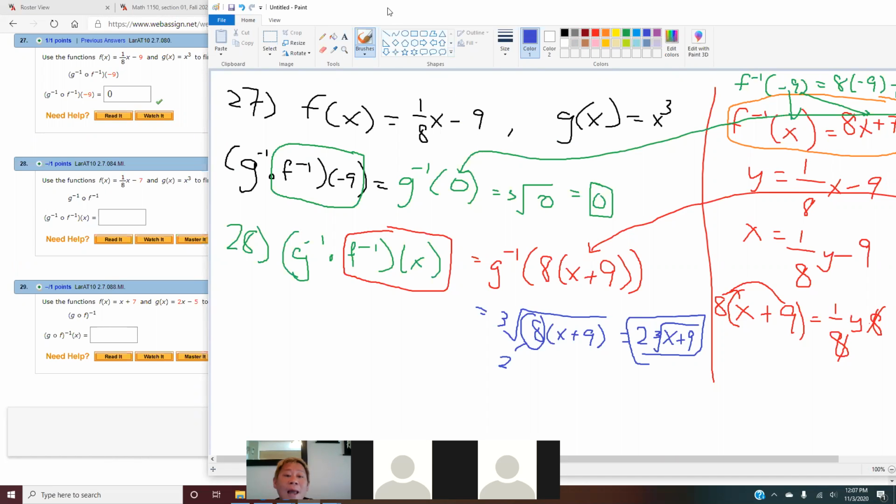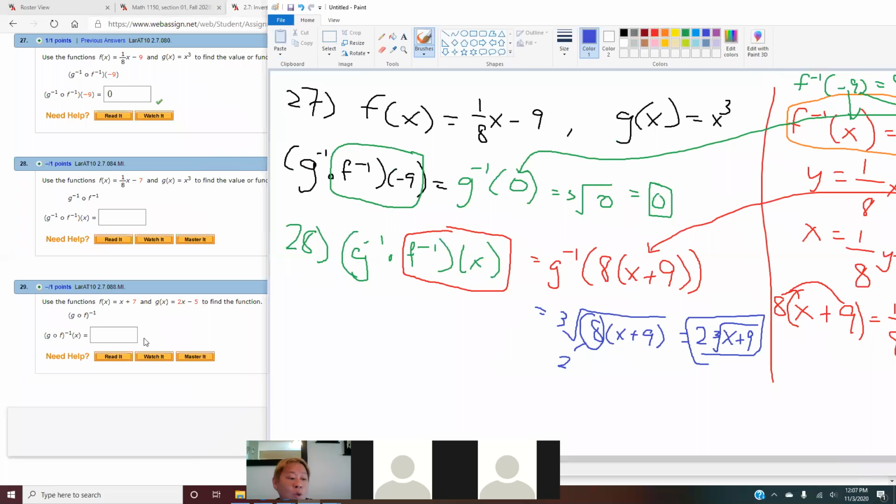Okay. And then for the last question, 29. So these 3 questions are very, very difficult. And it's not in your test. I want to point out to you that these 3 questions that we are doing right now are not going to be in your test. So how do we do question number 29 here? They give you 2 functions, which is f of x equals x plus 7, and g of x is 2x minus 5. And they want you to figure out what is the g dot f inverse of x.